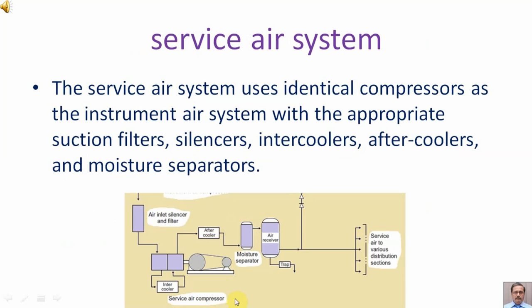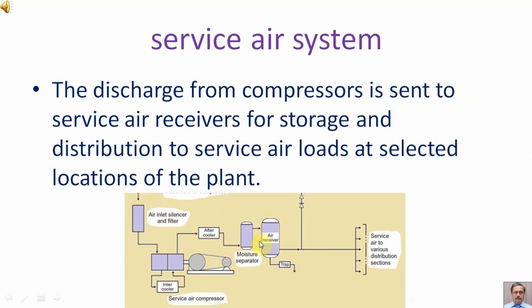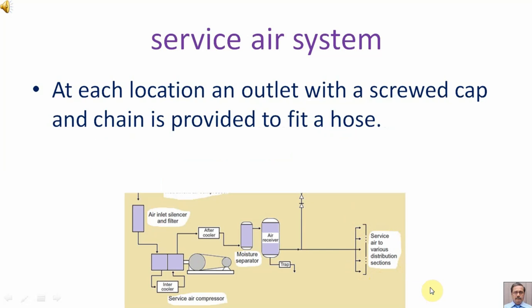Service air system. The service air system uses identical compressors as the instrument air system with the appropriate suction filters, silencers, intercoolers, aftercoolers, and moisture separators. The discharge from compressors is sent to service air receivers for storage and distribution to service air loads at selected locations of the plant. At each location, an outlet with a screwed cap and chain is provided to fit a hose.